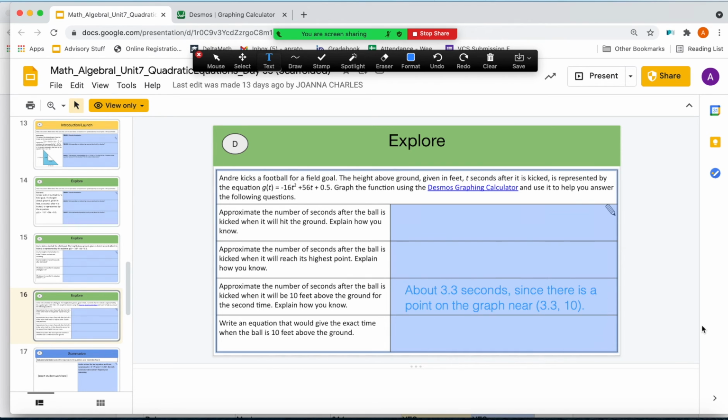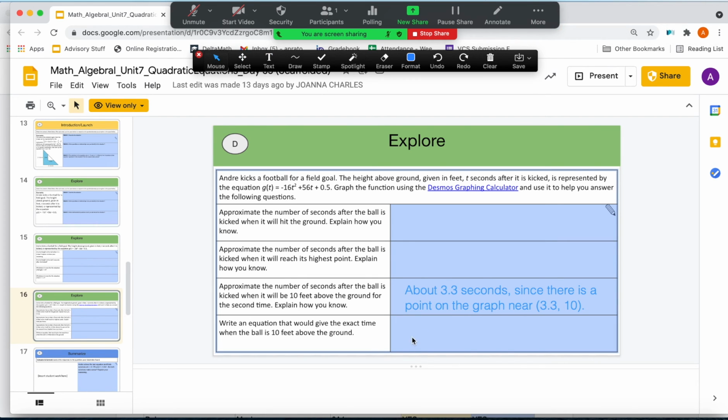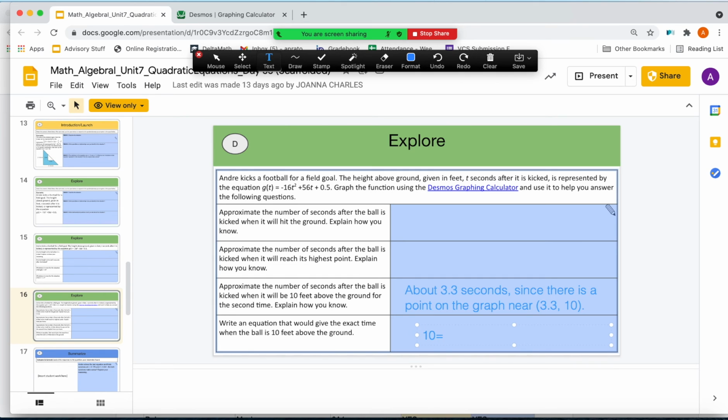So you're using the graph to answer the questions and using what you know to identify what this is really asking you. Last question. Write an equation that would give an exact time when the ball was 10 feet above the ground. 10 feet above the ground, height of the ball. What represents height here? G of t. So I'm going to replace that with 10. So in summary, as you work through these questions, you need to constantly be asking yourself, what is this question asking me for? How can I find the answer using the graph, using the equation, or using both? And that's where understanding the meaning of the equation and the meanings within the graph will really help you.